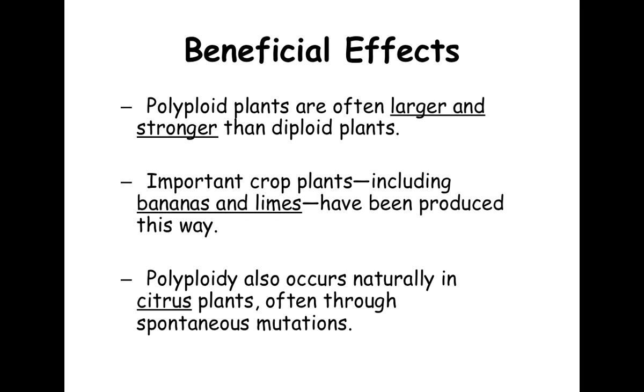Polyploidy is also a natural thing that occurs in citrus plants, so things like lemons, grapefruit, oranges, and these are through spontaneous mutations. So this is how we get some of the different types of, let's say, oranges we have, like navel oranges versus honeybells versus whatever type of orange you're looking at. Okay, so that wraps up our discussion here on mutations.